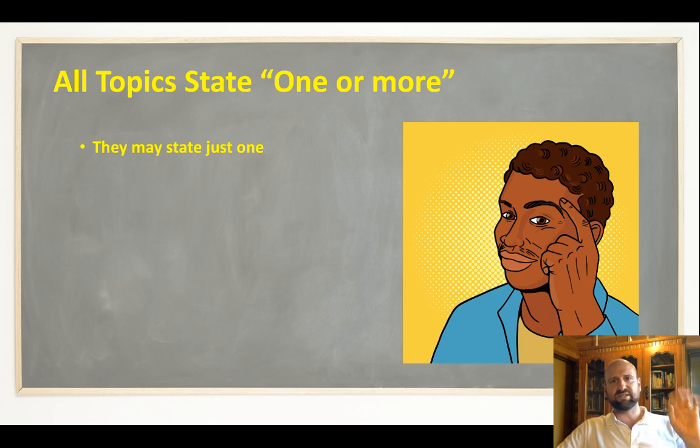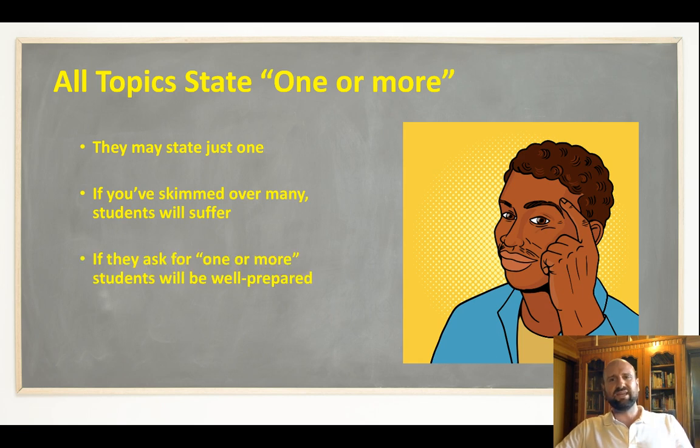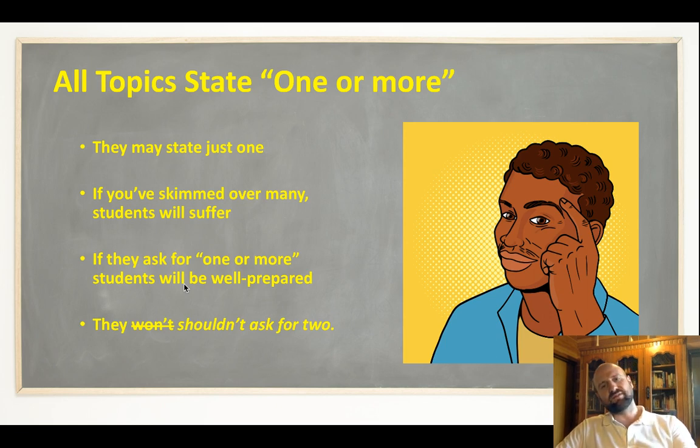When studying for the exam, tell students, take one neurotransmitter. Because if they've skimmed over heaps, I think it's going to be harder to write a short answer response. And especially if it says one or more, those that have gone in depth and can really explain serotonin, for example, and its effect on aggression, will be more prepared. And they'll show everything that they know. Now, I've said they shouldn't ask for two. They won't. It says one or more in the guide, so they shouldn't.